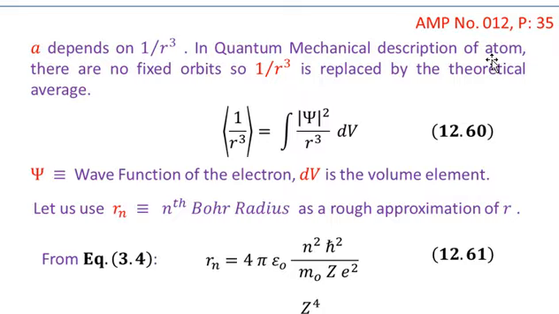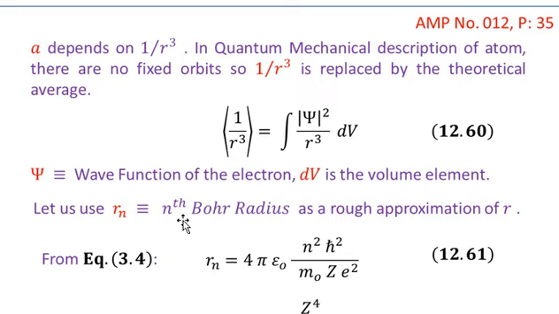In the quantum mechanical description of the atom, there are no fixed orbits. So 1 over R cube is replaced by the theoretical average. The average value of 1 over R cube is given by the integral of mod square psi divided by R cube, integrated with respect to the volume element dV. This is the quantum mechanical description of calculating the average value of 1 over R cube. What is psi? Psi is the wave function of the electron. dV is the volume element.